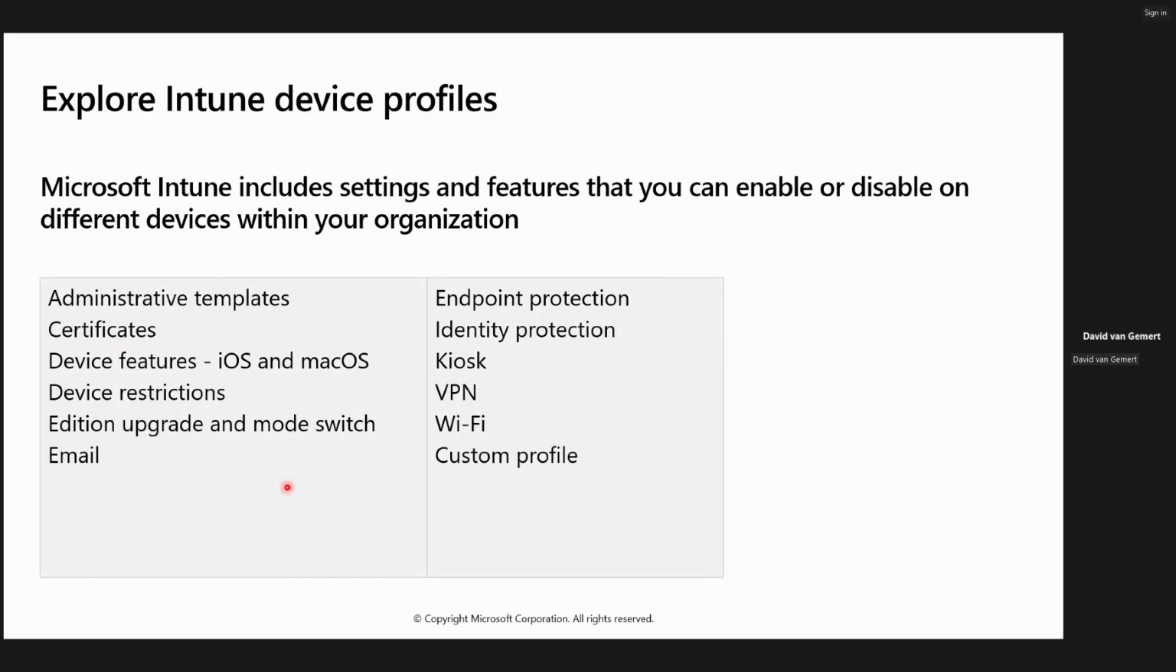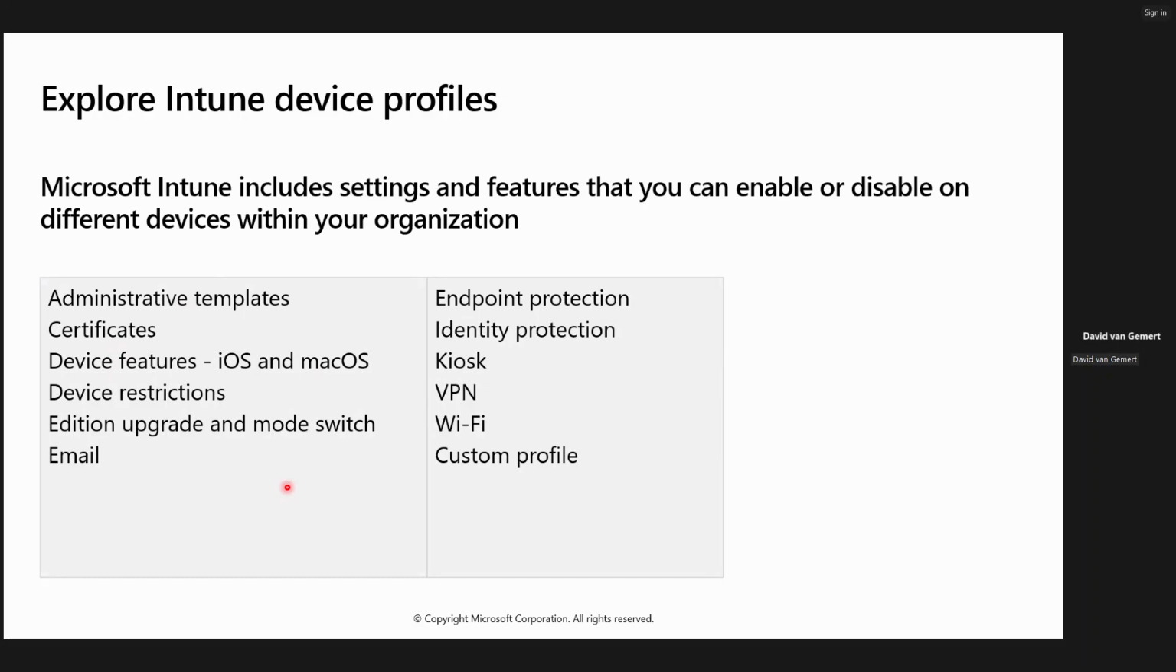Email profiles, so basically settings that you use to configure your emails. Endpoint protection, there's a whole bunch of settings for endpoint protection. So BitLocker, Microsoft Defender, and so on. With the endpoint protection, obviously that's mostly for Windows devices, but some of the macOS devices you can configure using that as well. So for endpoint protection, it could be Windows and or macOS. Identity protection controls the Windows Hello for Business experience. So if you're using Windows Hello, you can configure that through identity protection.